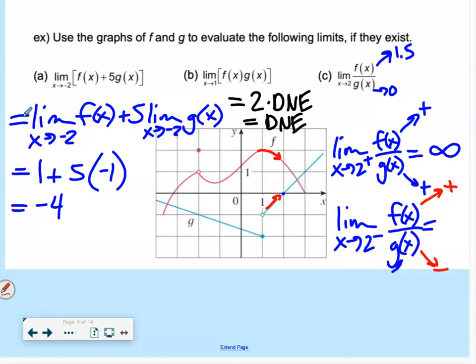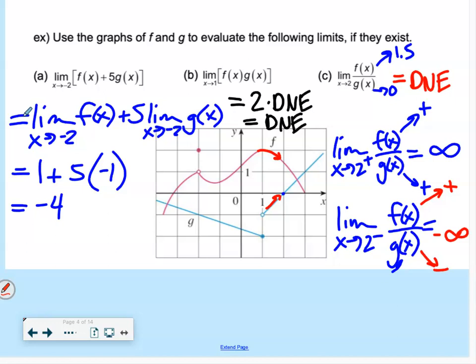This guy's going to negative infinity because the limit from the right goes to positive infinity and the limit from the left goes to negative infinity. Ryan, what's the limit as x approaches 2? DNE, which something tells me most of you got, but something tells me most of you probably didn't have your appropriate justification, right?